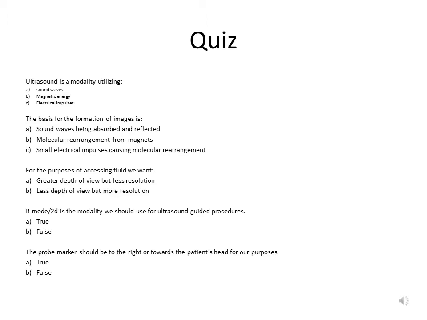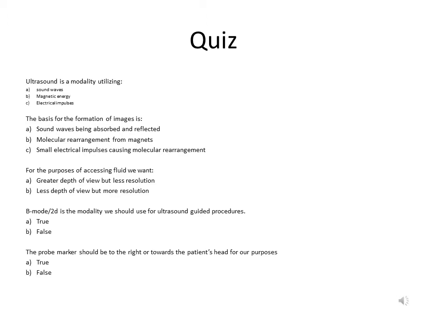Okay, so the first question, ultrasound is a modality utilizing A, sound waves, B, magnetic energy, or C, electrical impulses. Ultrasound utilizes sound waves. The basis for the formation of images is A, sound waves being absorbed and reflected, B, molecular rearrangement from magnets, C, small electrical impulses causing molecular rearrangement. The answer is A, sound waves being absorbed and reflected.